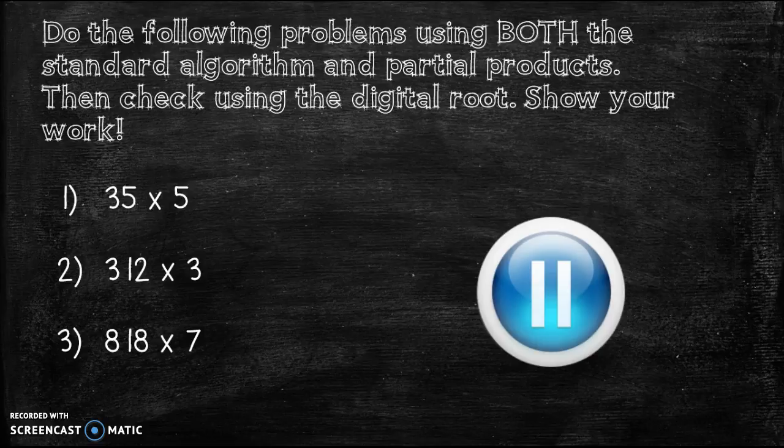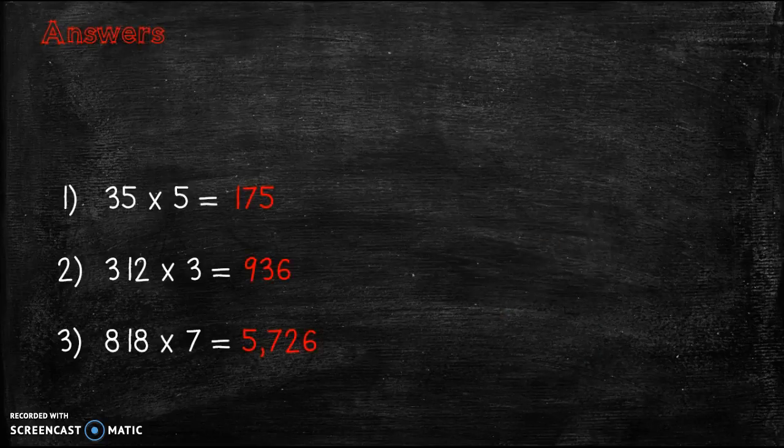Okay, answers are coming up in 3, 2, 1. Okay, here are your answers. Number 1, you should have 175. Number 2, the answer is 936. And number 3, the answer is 5,726.